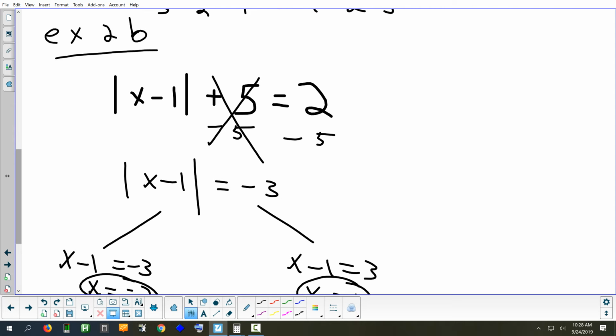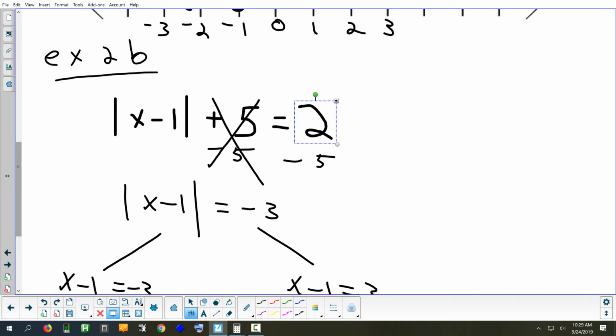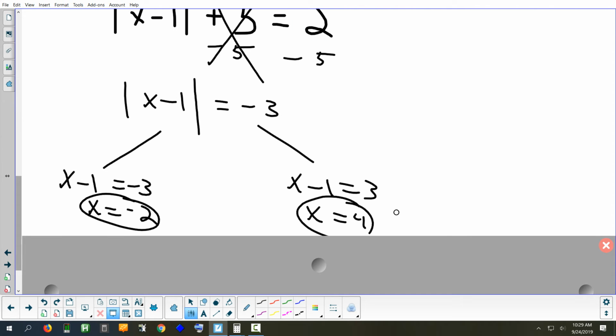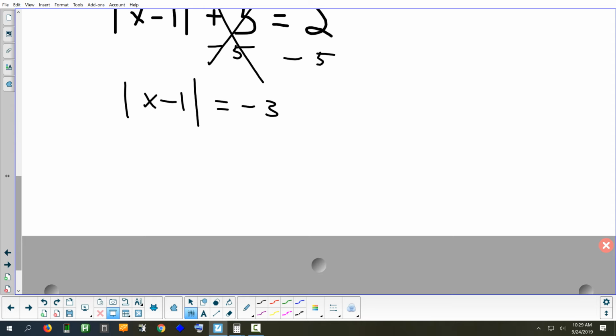What's 4 minus 1? 3. All right. Now, what's the absolute value of 3? 3. And what's 3 plus 5? 8. Not 2. So that one didn't work. Let's try -2. What's -2 take away 1? -3. And what's the absolute value of -3? 3. And then 3 plus 5 again is not 2. So this work wasn't right.